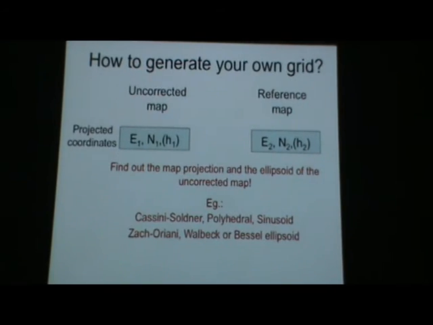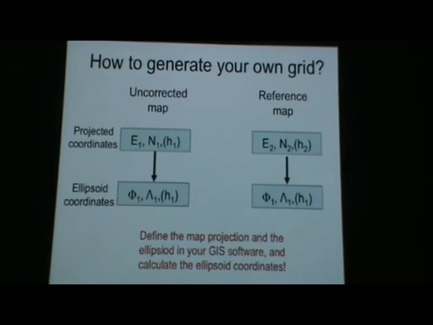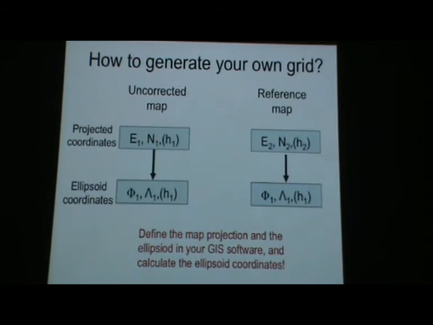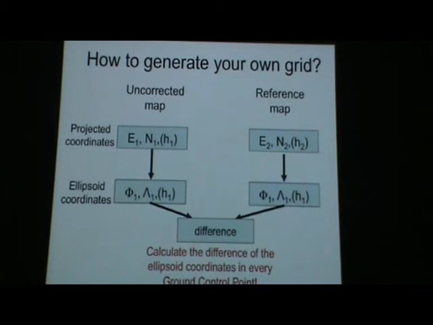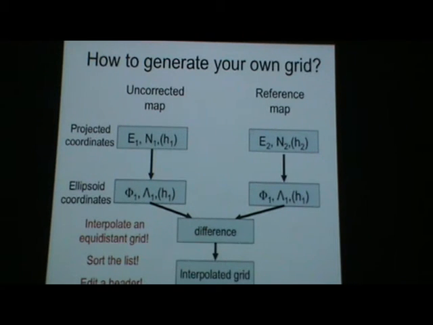So, okay, I can learn. And you can define the map projection and the ellipsoid in your GIS software. It's usually adding 1 or 2 lines to the description files. And using these methods, you can calculate the ellipsoid coordinates of this control point. Okay. And you calculate the difference. So on the reference map, in the modern coordinate system, and on the uncorrected map, the ground control point ellipsoid coordinate differences, and interpolate to a grid.